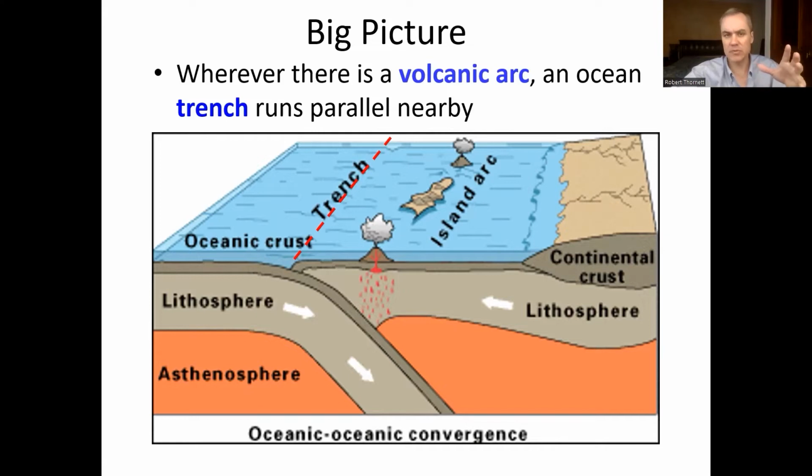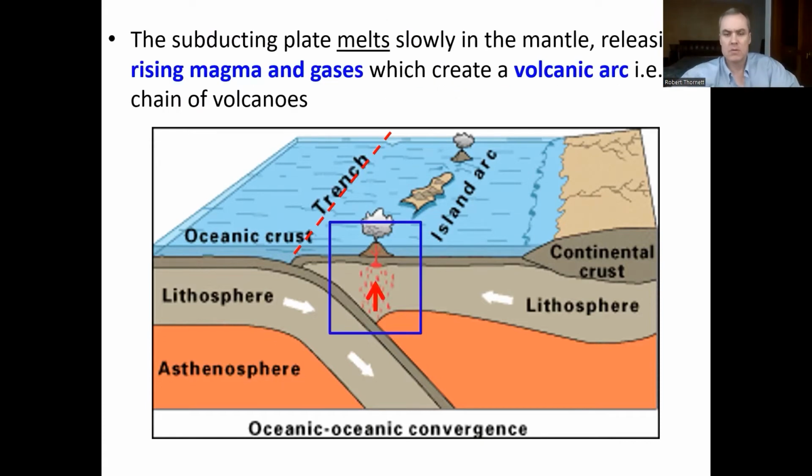So that gives us a nice rule of thumb. Wherever you see a volcanic arc made by subduction in the middle of the ocean or on land, there's always a trench somewhere running parallel nearby. So here's the volcanic arc or the mountain chain on the coast, and there's always a trench somewhere nearby. How far it is away is a function of the angle at which it subducts and other factors.